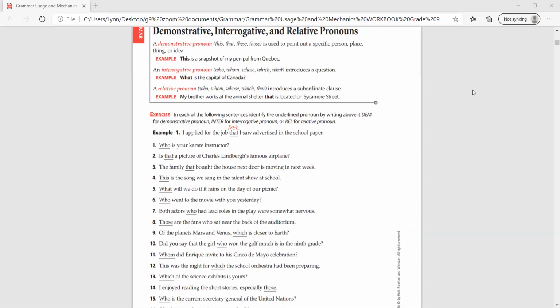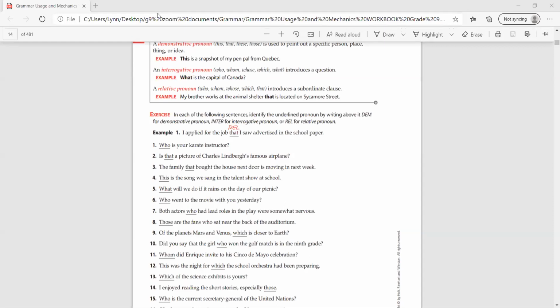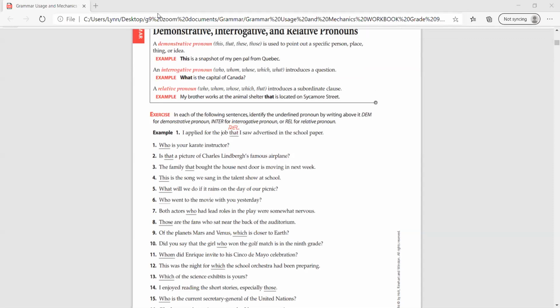A relative pronoun, who, whom, whose, which, that, introduces a subordinate clause. My brother works at the animal shelter that is located on Sycamore Drive. Any questions so far? No. Okay. All right, Sama, will you take the first five, please?